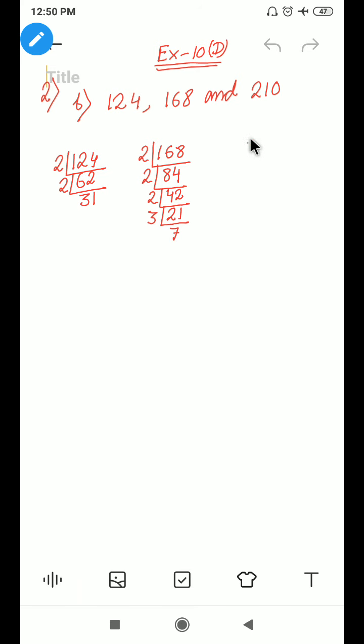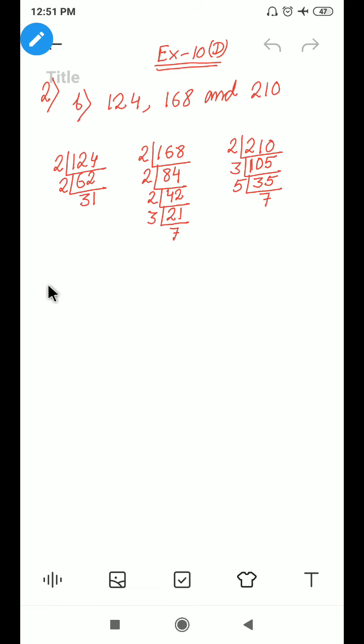Now go to the next number, 210. If you divide this number by 2, you will get 105. Now after 2, you have to check with the prime number 3. 3 is a divisor of 105, because 3 times 3 is 9 and 3 times 5 is 15, so we get 35. Again 5 is a divisor of 35, because 5 times 7 is 35.